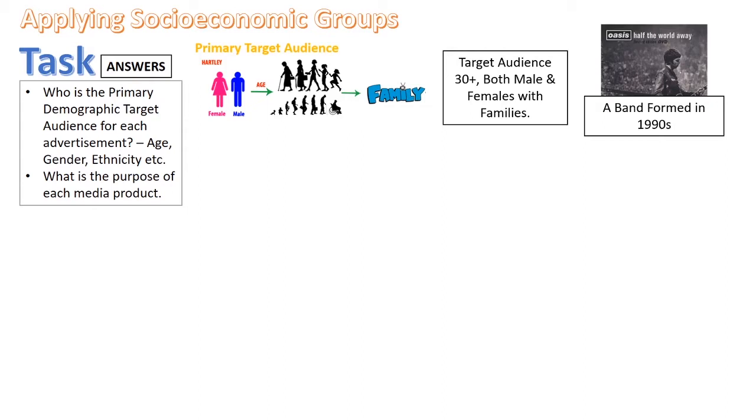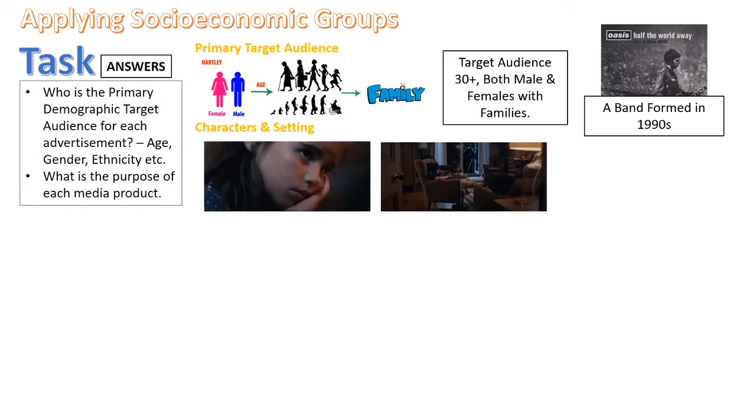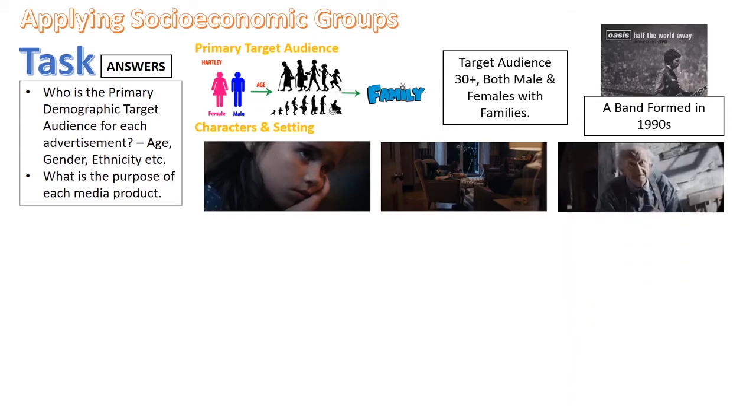If we think about the characters, another way we can ascertain the primary target audience, we've got a little girl, probably around the age of 10, 11. We've got a setting of a middle class house, larger than normal, and we've also got an old man, the Man in the Moon. So it is looking at people with families, maybe people with young children, people that are quite affluent, and generally people that are old. So it's audiences that may have older family members, for example.